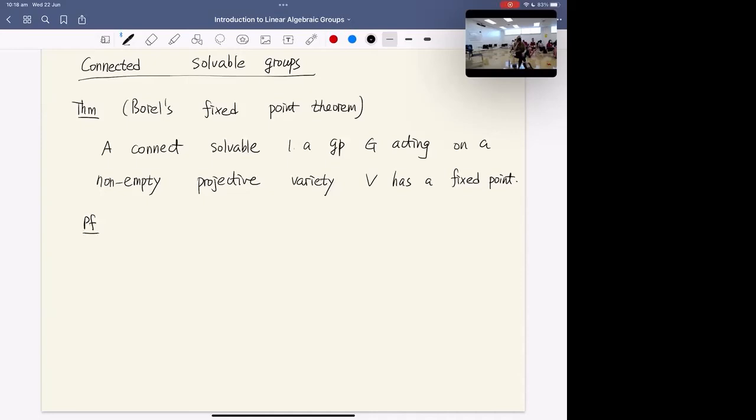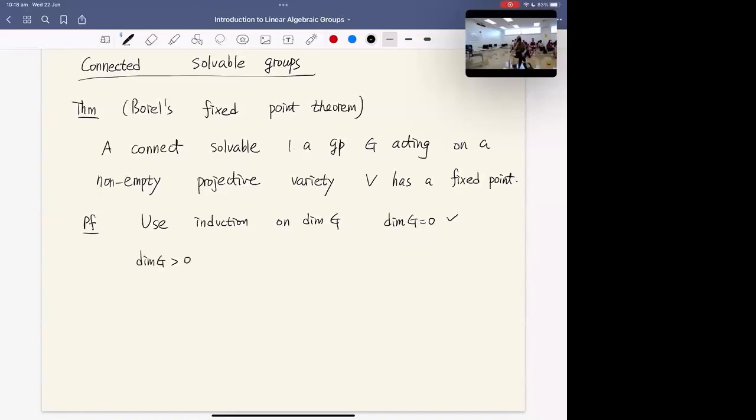So again, I'll write down some idea of this proof, maybe it's a proof due to Steinberg. So we wanted to use induction on the dimension of G. If the dimension of G is 0, then of course G consists of just one element, so there is nothing to prove. Now, assume the dimension is positive.